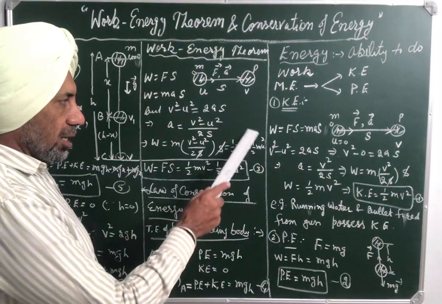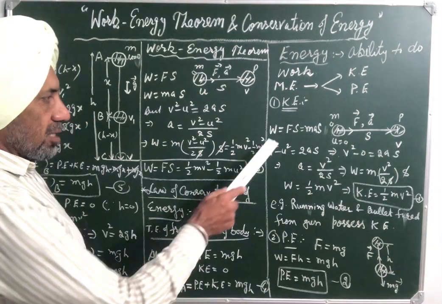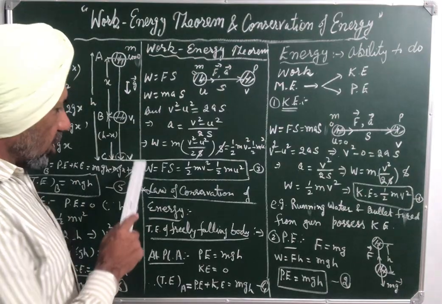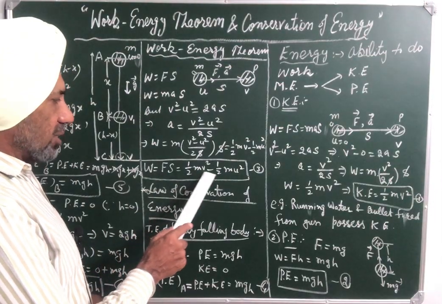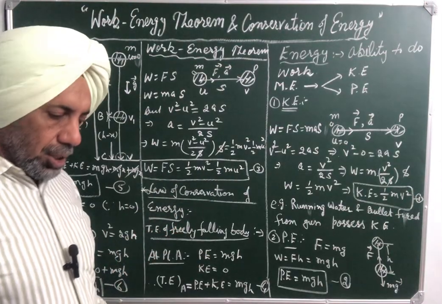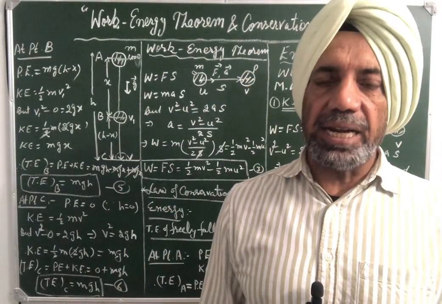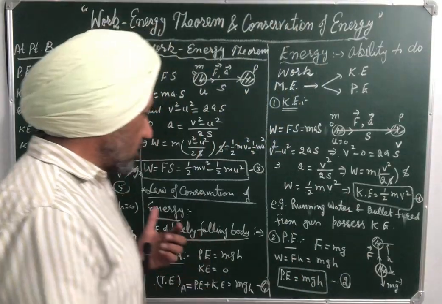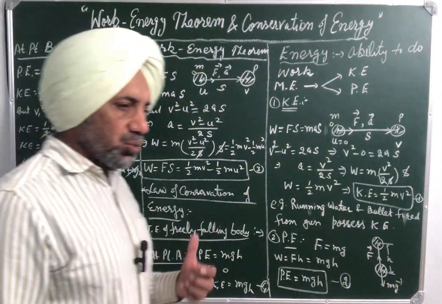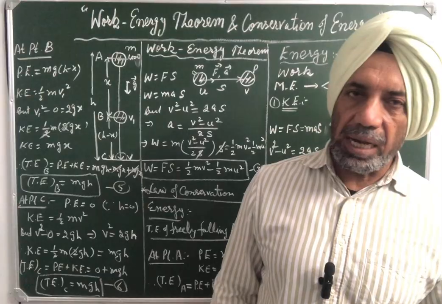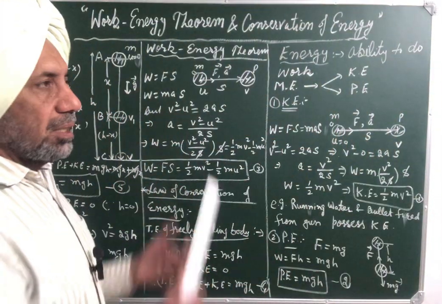What is half mv square? This is final kinetic energy and this is initial kinetic energy. So therefore work done is equal to Fs equal to half mv square minus half mu square. So work done is equal to the change in kinetic energy of the body, final kinetic energy minus initial kinetic energy, and this is known as work energy theorem because it relates work done with energy.